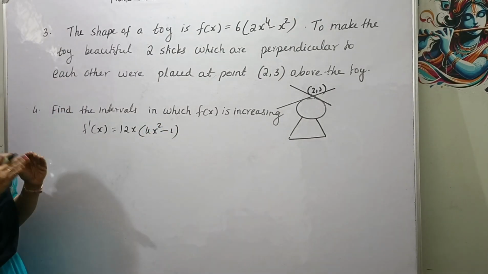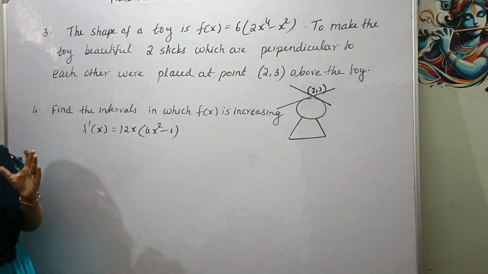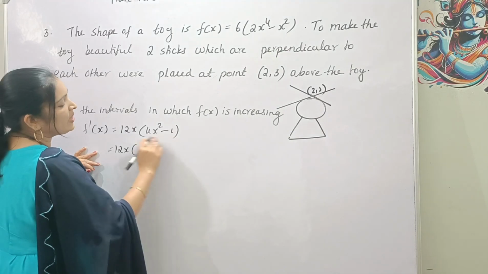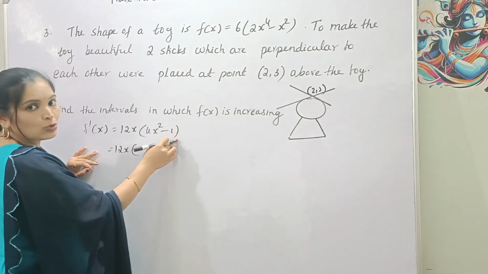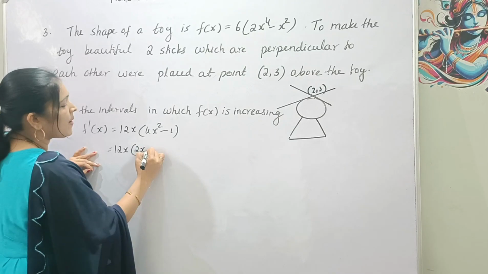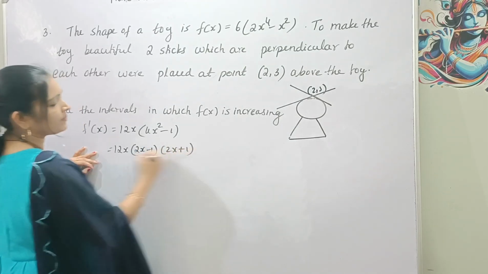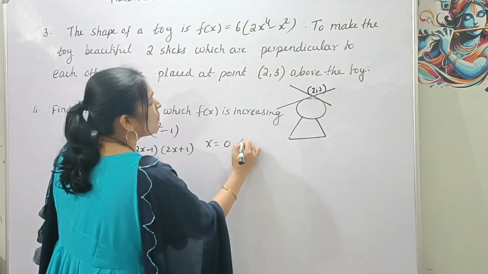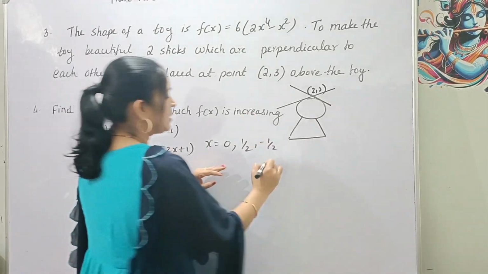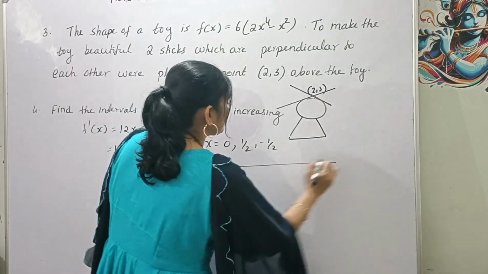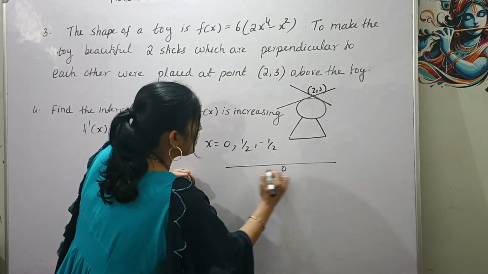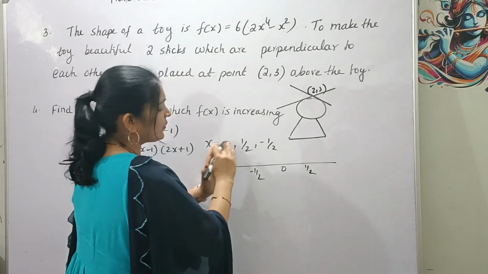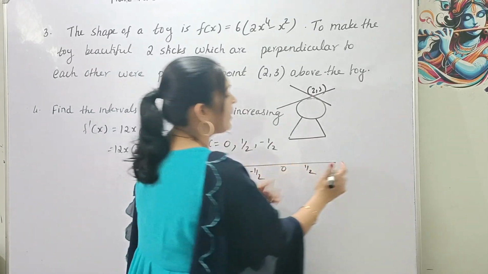Okay. So here we have to write it in the form of factorization. Factors. That is 12x into, how can we write this one? 4x square, a square minus b square form, right? That is 2x minus 1 into 2x plus 1. Okay. Now, what are the critical points? x is equal to 0, plus 1 by 2, minus 1 by 2. Right? So, let's make the intervals. Okay. So here 0, 1 by 2: minus infinity to minus 1 by 2, minus 1 by 2 to 0, 0 to 1 by 2, 1 by 2 to infinity.